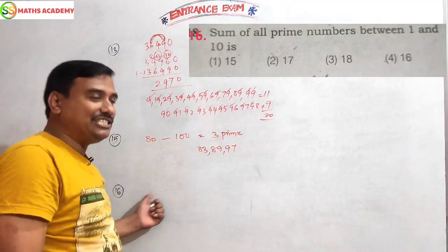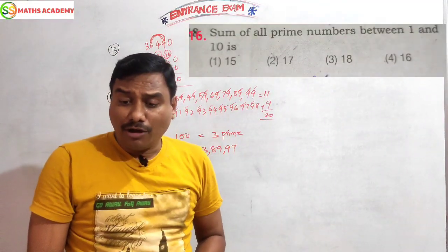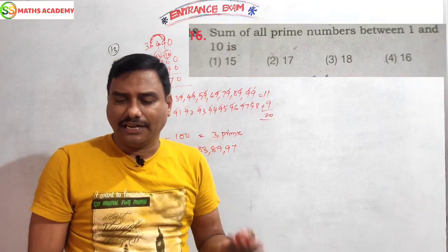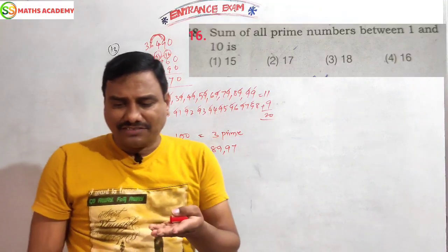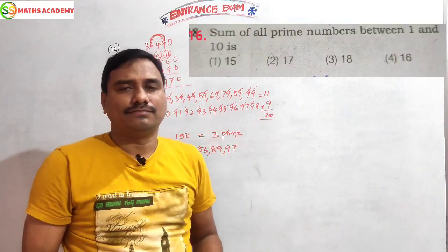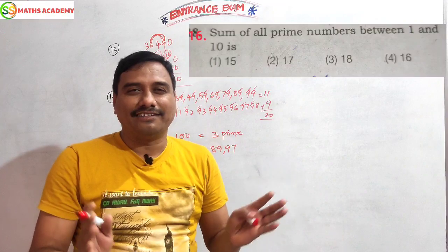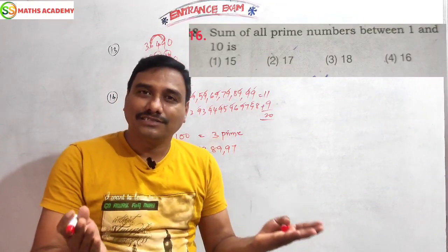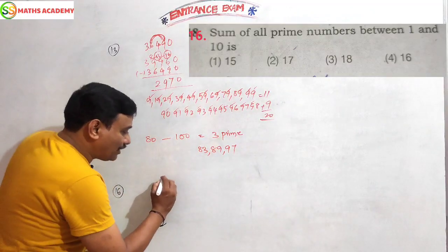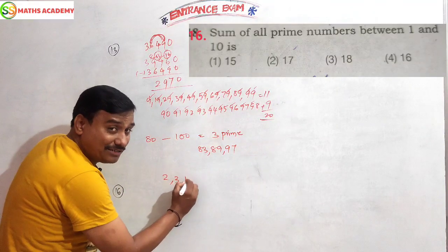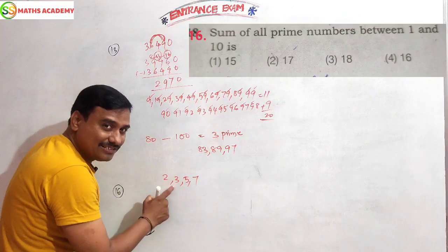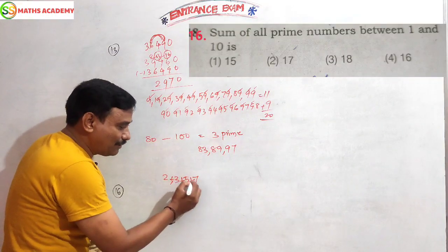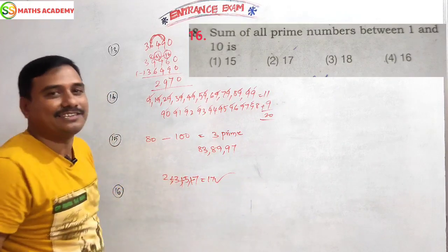Now followed by the 16th question. Sum of all prime numbers between 1 and 10. Options: 15, 17, 18, 16. Friends, very simple question. Between 1 to 10, the primes are 2, 3, 5, 7. Sum of these 4 numbers: 2 plus 3, 5. 5 plus 5, 10. 10 plus 7, 17. Finish, answer.